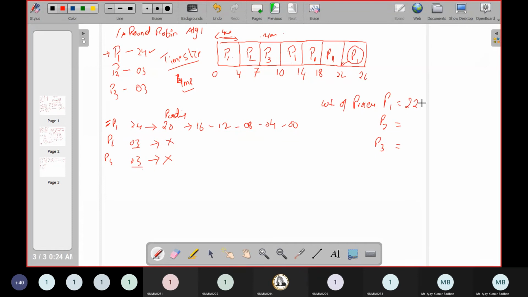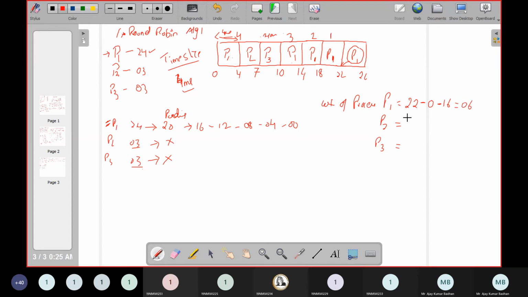So 22 minus arrival time. What is the arrival time we have? 0 milliseconds, as I told you, minus the number of times it has executed previously. How many times it has executed, that we have to subtract. So P1 has executed how many times before this P1? This is 1, 2, 3, and this is 4. So in total 4 times it has executed previously. Every slot is of how many? 4 now. So 4 fours are 16. So 22 minus 16 will be 6.